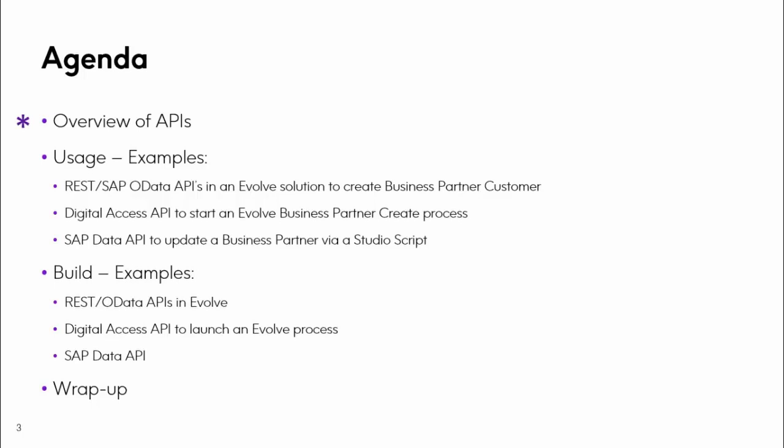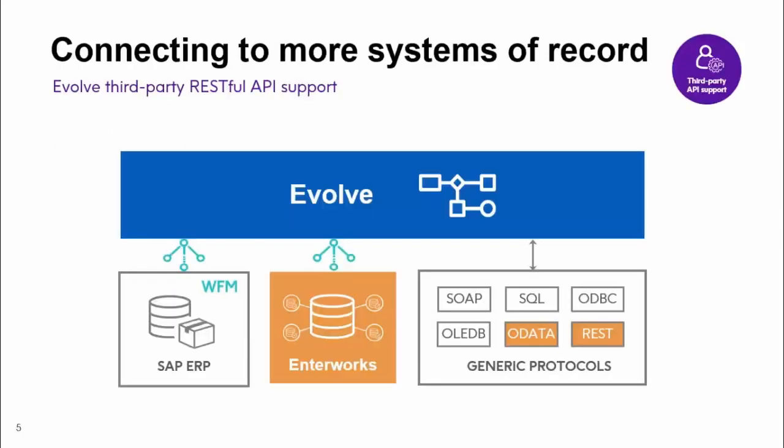So overview first. Evolve is our process automation platform, and it's always been able to interact with the SAP system. With this release, we've also built integration directly into Enterworks, which is our multi-domain master data management system. We've had OLEDB connectivity, SOAP, SQL, and ODBC. And with this latest release, we've added OData and REST. So what does that mean?